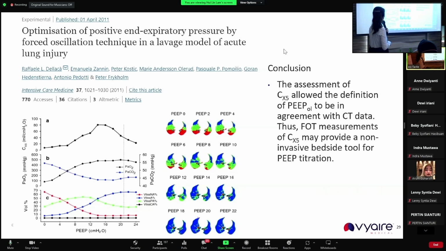So whatever we have measured for the reactance actually correlates to the CT scan that they have done for the patient. So you do not need to keep sending the patient down for scans or doing chest X-rays for them. Yeah, so we are able to actually minimize the X-ray exposure for the babies.